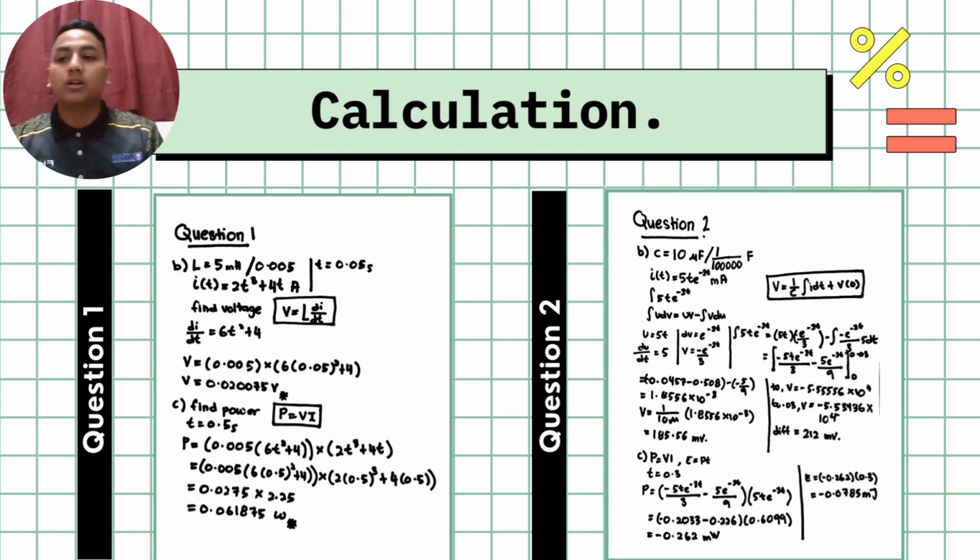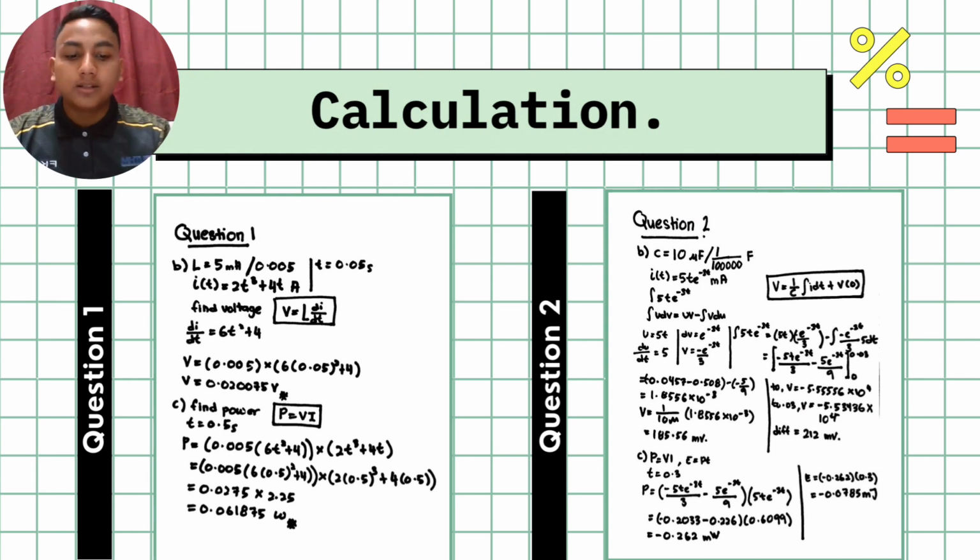Next, to find the power when t is 0.5 second, we have the formula p equals v times i, with v being 0.0275 and i being 2.25. We multiply, and we will get 0.061875 watt.